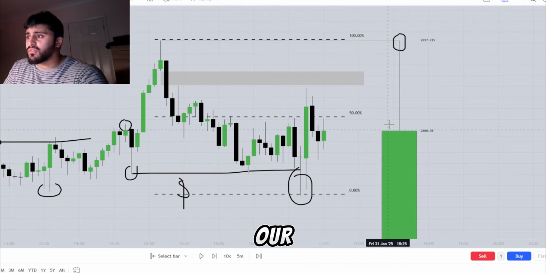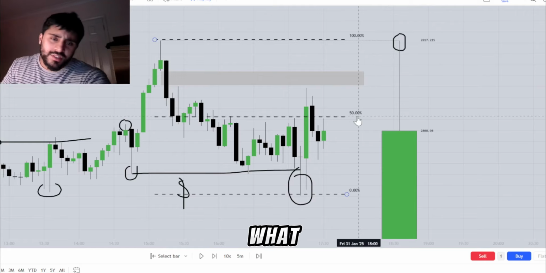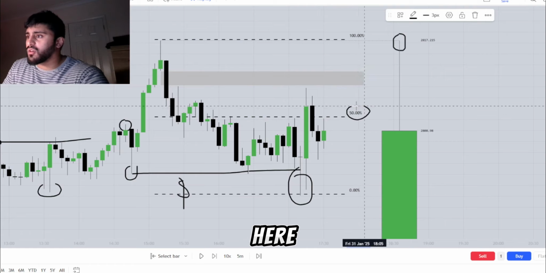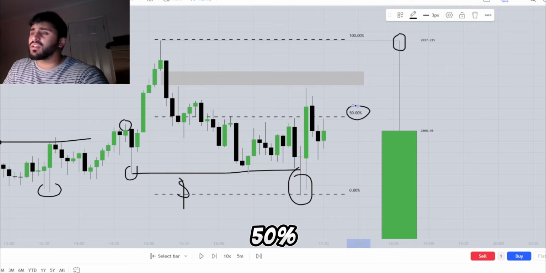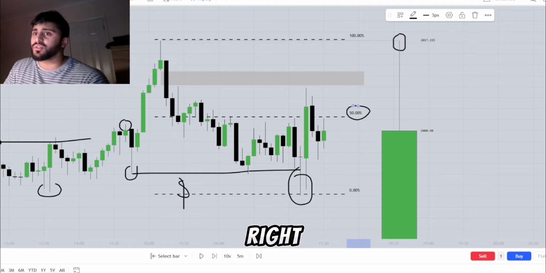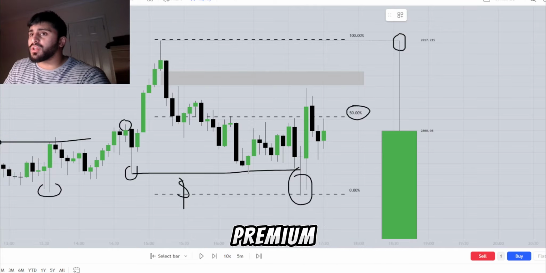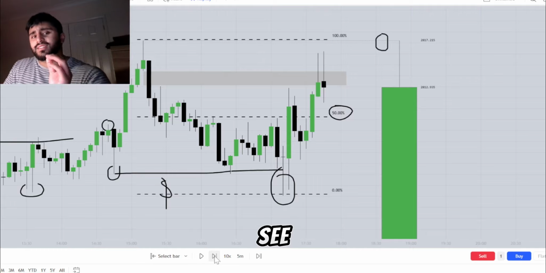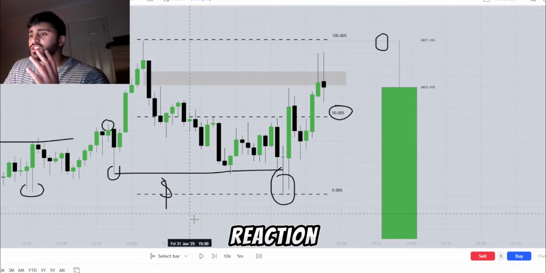Notice how we have our 50% level over here. What does this 50% level represent? This 50% level means that anything above it is in a premium. A premium is where we want to be selling from, right? So this is essentially our premium area. We're waiting for price to come into this area and we want to see some kind of reaction, right? What reaction are we looking for?